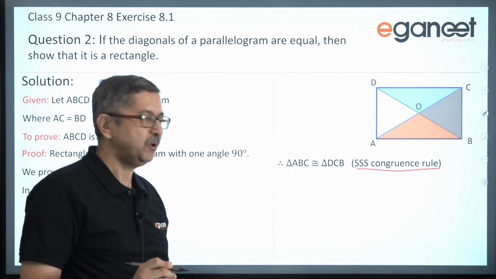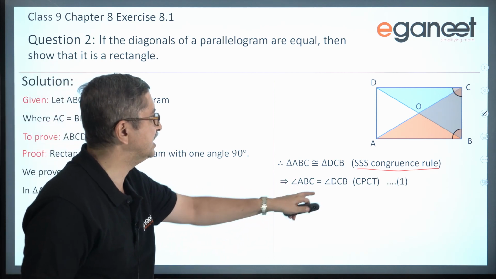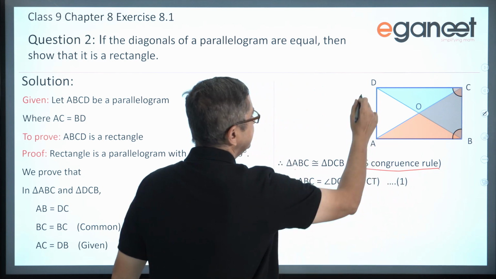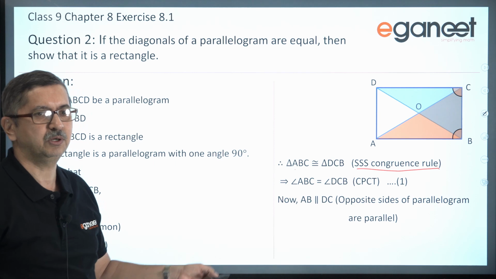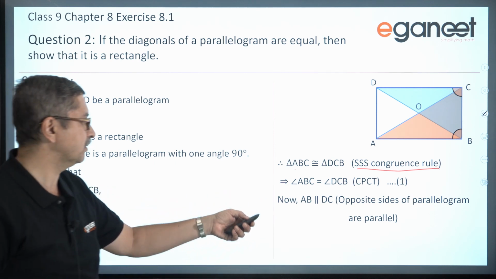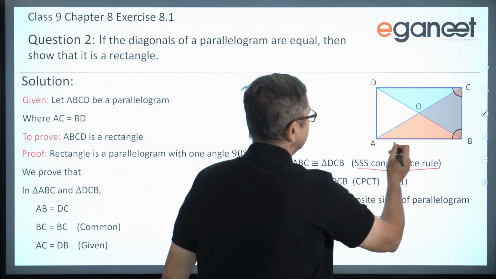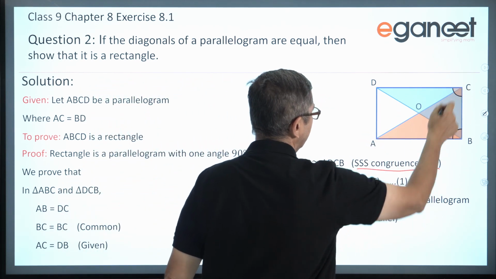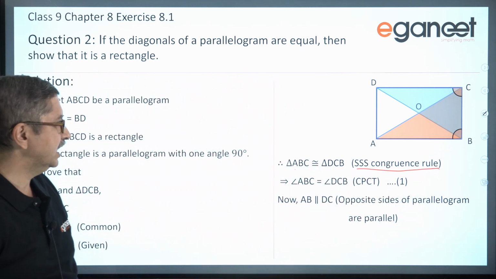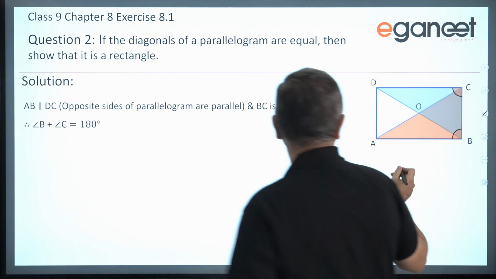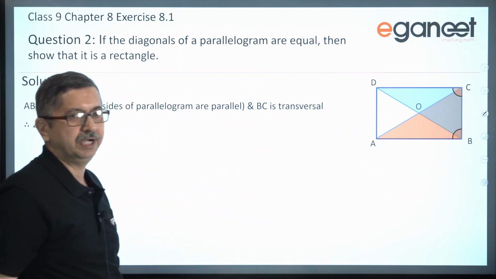This leads us to an important finding, in the sense that angle ABC is equal to angle DCB, and that is nothing but because of corresponding parts of congruent triangles. Now AB is parallel to DC. Now once again come back to this, AB and DC, these two are the opposite pair of the parallelogram sides, naturally they are parallel, and angle B plus angle C will be equal to 180 degrees.